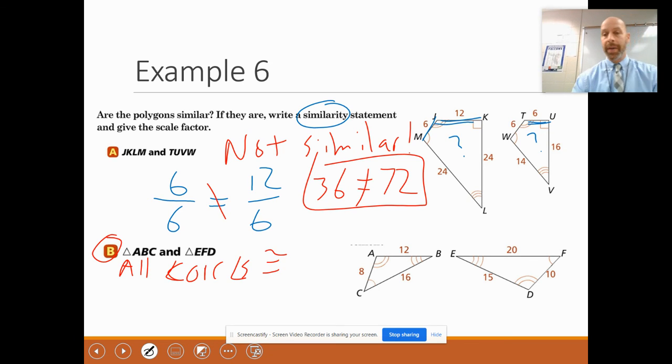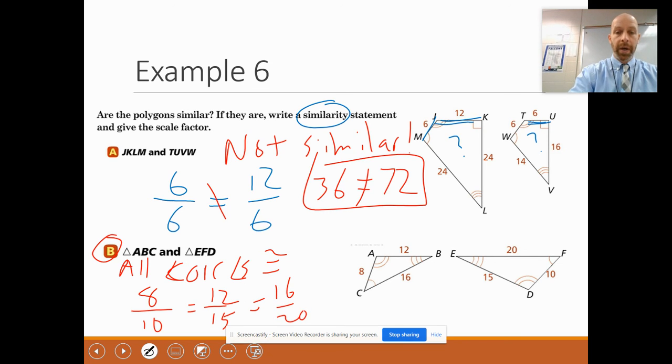So that's good. Now I need to again check their corresponding sides. This will be a little bit easier on this one because there's only 3 sides and I can order them no problem. The shortest side of the first one is 8. Does that go with the shortest side of the other? That's 10. And then the next longest side is 12 in the first triangle and 15 in the second. And then the last one is 16 is to 20.